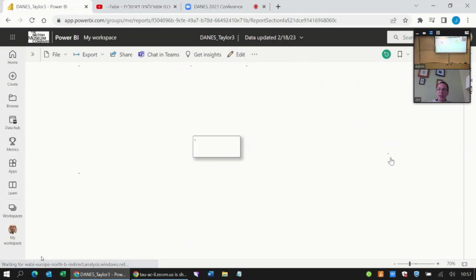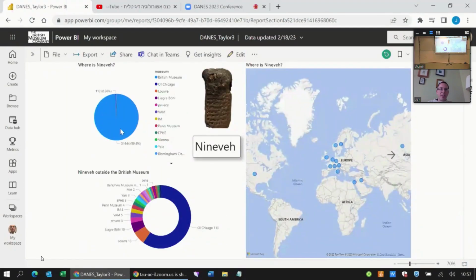That's not particularly detailed. We look in more detail. So in the case of Nineveh, we look at where is this material, and we're talking basically here about Ashurbanipal's library. It's no surprise that most of the material is in the British Museum, which obviously distorts the picture. So we can separate out the British Museum and say, okay, where else is this material? And here we go. If we wanted, of course, we could drill down and look at what's in Chicago, and we'd find out that it's mostly prism fragments, etc., etc.